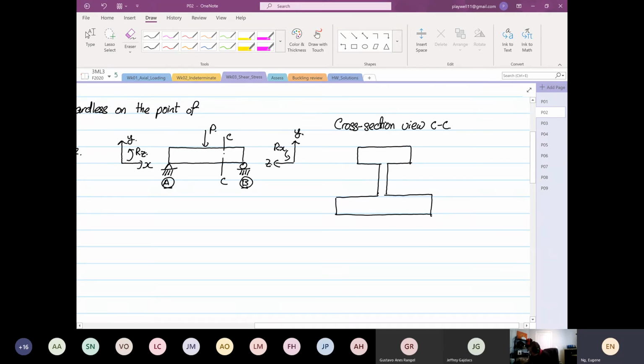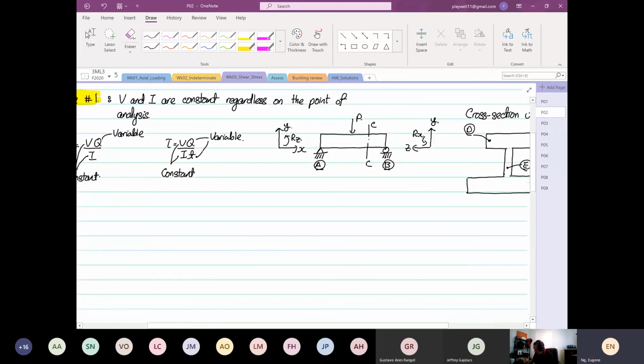If we want to find the shear stress at point A, again, Eugene, don't call it point A. The shear stress at point D, shear stress at point E, and shear stress at point F. So what does this mean?